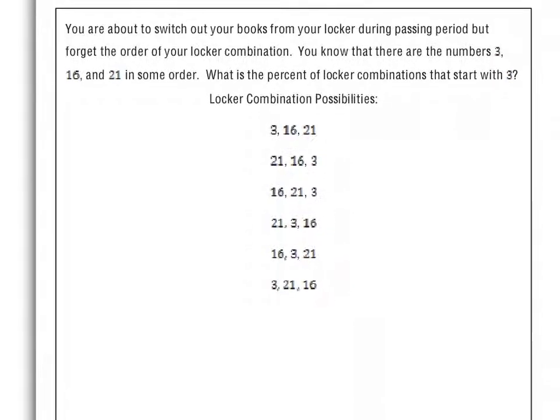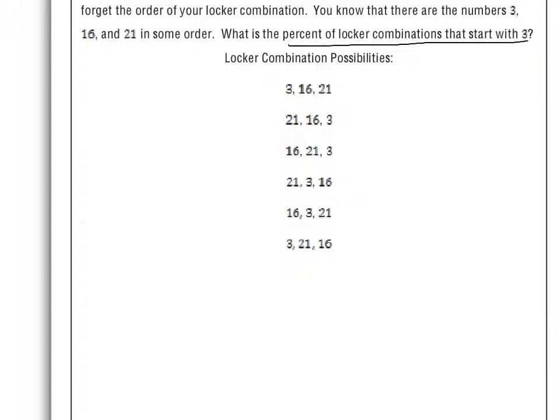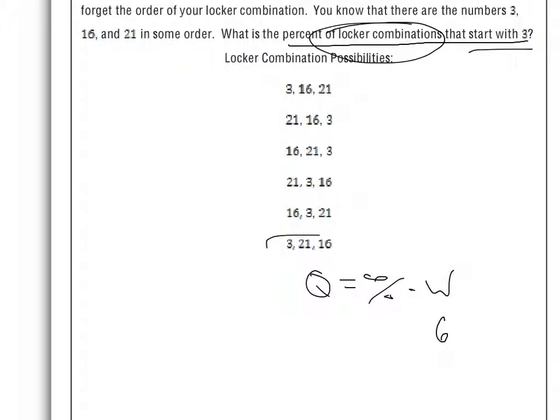So we're looking for the percent of combinations that start with 3. So it's the percent of the total number of locker combinations that start with 3. So Q is equal to percent times whole. Whole would be our total number of locker combinations. In this case, that is 6. And how many of them start with 3? So 1, 2. 2 is equal to percent of 6.